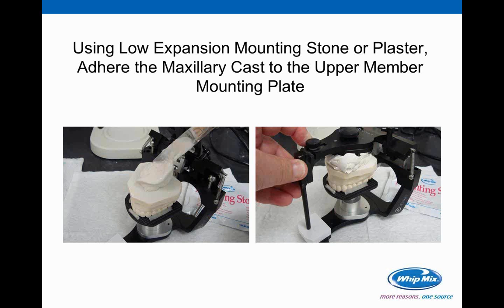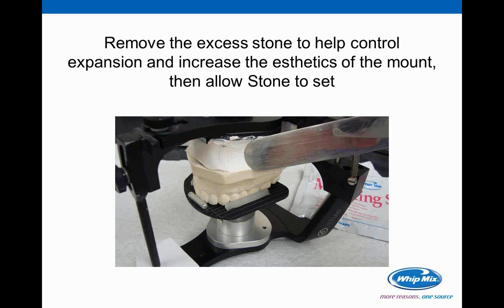You're going to adhere the maxillary cast to the upper member mounting plate first, and then you're going to remove the excess stone. Now, this helps to control the expansion, because expansion in stone is based on the volume of the stone that you've mixed. Expansions are reported as percentages of the volume. So the smaller the volume, the stone has a tendency to move linearly a smaller amount. So you want to not have a bunch of excess stone on there. And besides that, it increases the aesthetics of the mount. And then at this point, you're going to allow that stone to set and hold your maxillary cast in place.